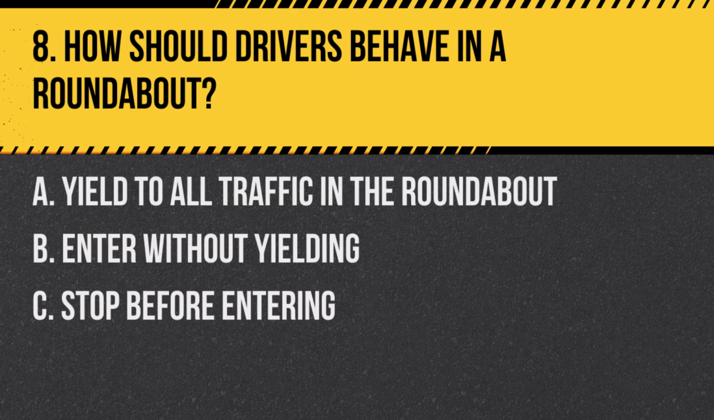Question 8. How should drivers behave in a roundabout? A. Yield to all traffic in the roundabout. B. Enter without yielding. C. Stop before entering. Answer: A. Yield to all traffic in the roundabout. Drivers should yield to traffic already in the roundabout before entering.